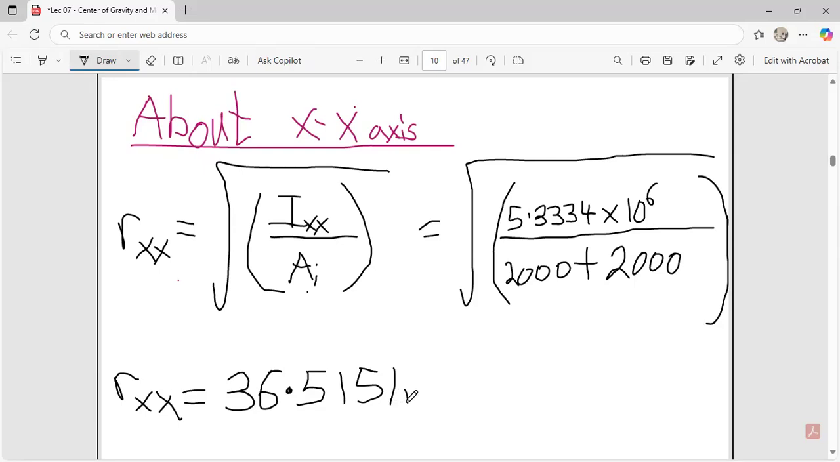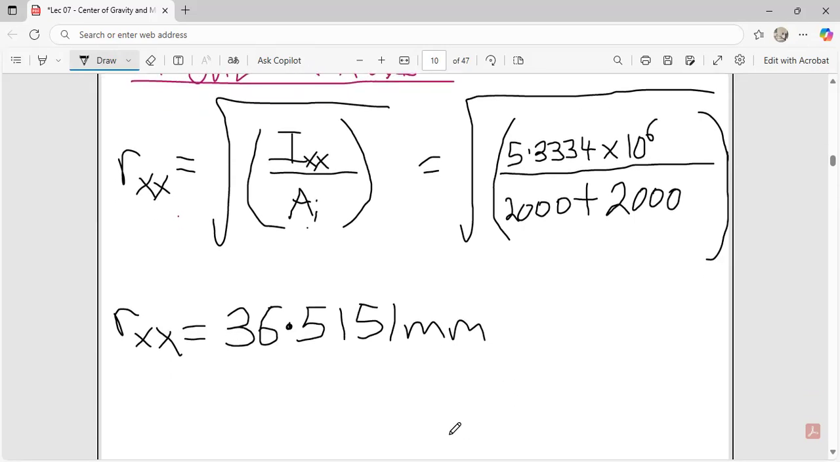Okay. If you want to leave it in two decimal places, that's going to be 36.52.